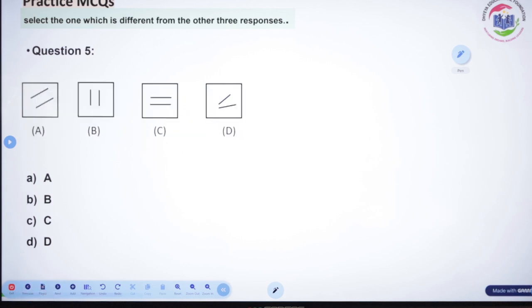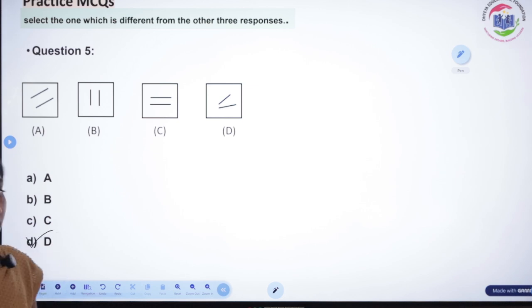Let's discuss the next MCQ. There are 4 diagrams. Which do you think is the odd one out? Option A, B, C or D? Which one is the odd one out? Option D is the odd one out.